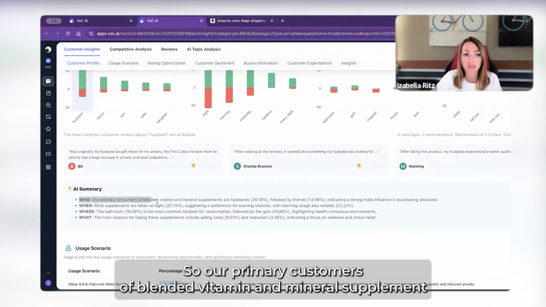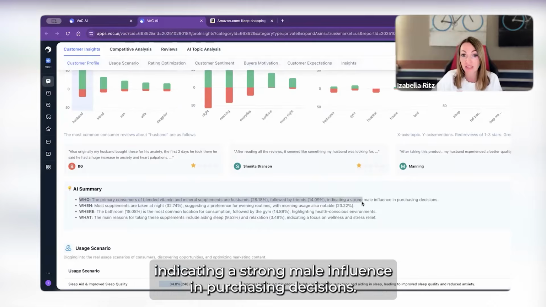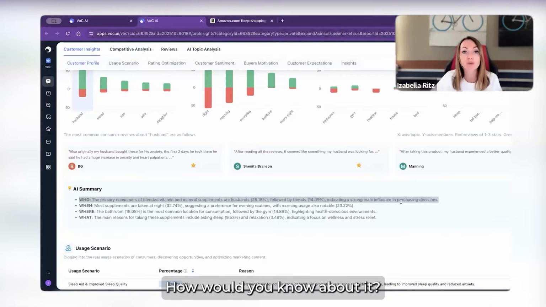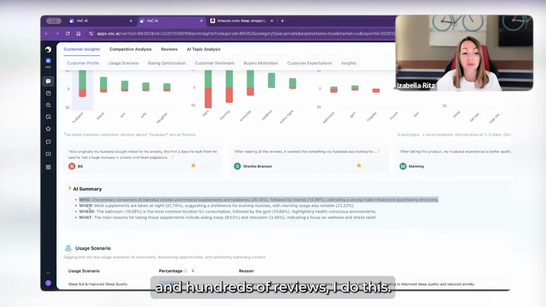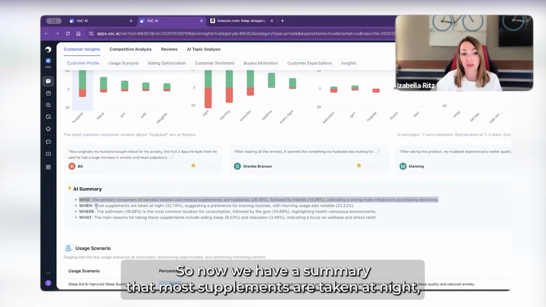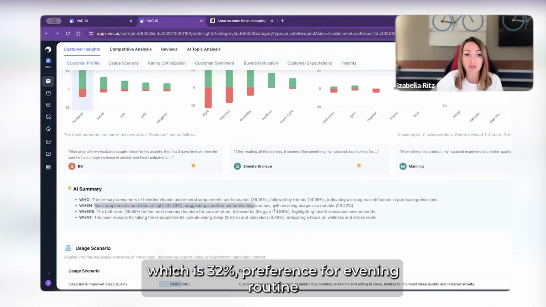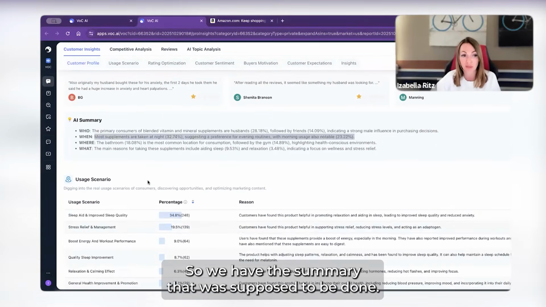So our primary customers of blended vitamin and mineral supplement are husbands, followed by 14% of friends, indicating a strong male influence in purchasing decisions. How would you know about it unless you will go through reading of hundreds and hundreds of reviews? AI does this summary for you. When the supplements is being used, so now we have a summary that most supplements are taken at night, which is 32%, preference for evening routine with morning usage are notable of 23%, and etc. So we have the summary that we're supposed to be diving in.